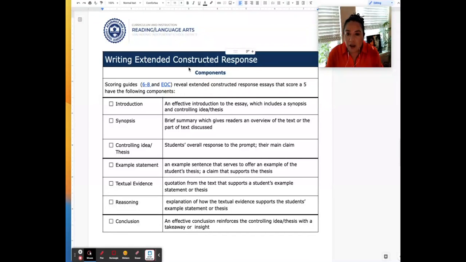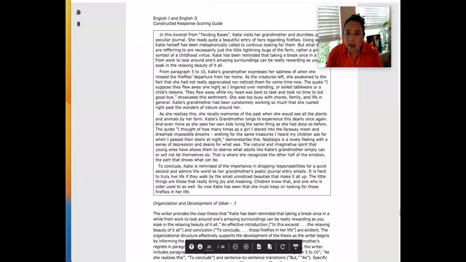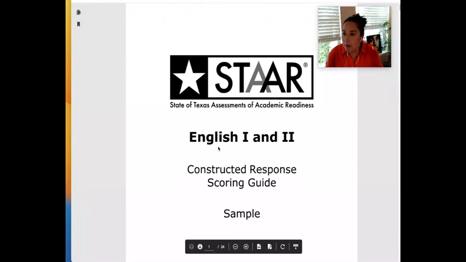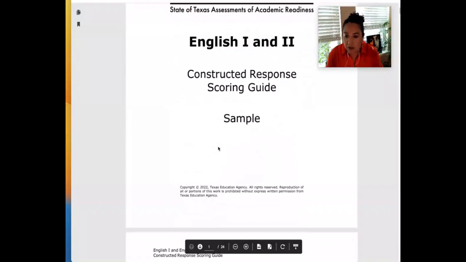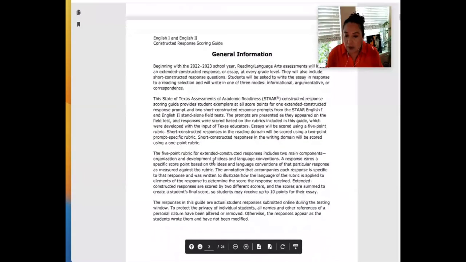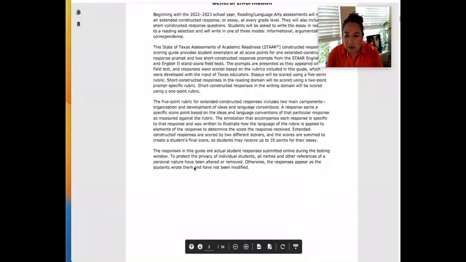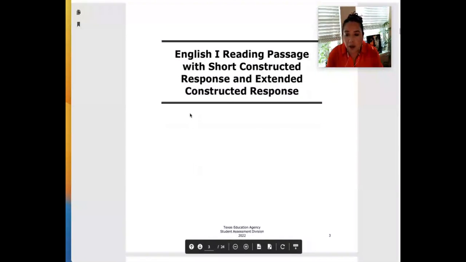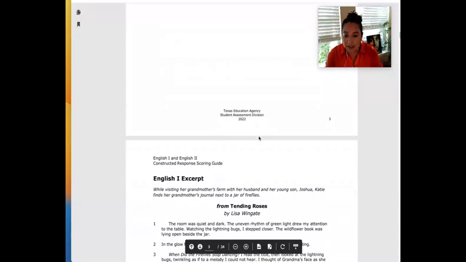So first off, you have the link to the scoring guide. It looks at the top like this, and a brief overview of the scoring guide is that TEA is giving us some fine print information about the rubrics, and you'll be able to see more about that in a second. TEA pulled one English 1 reading passage and then included short constructed response student samples and extended constructed response student samples for the same passage.